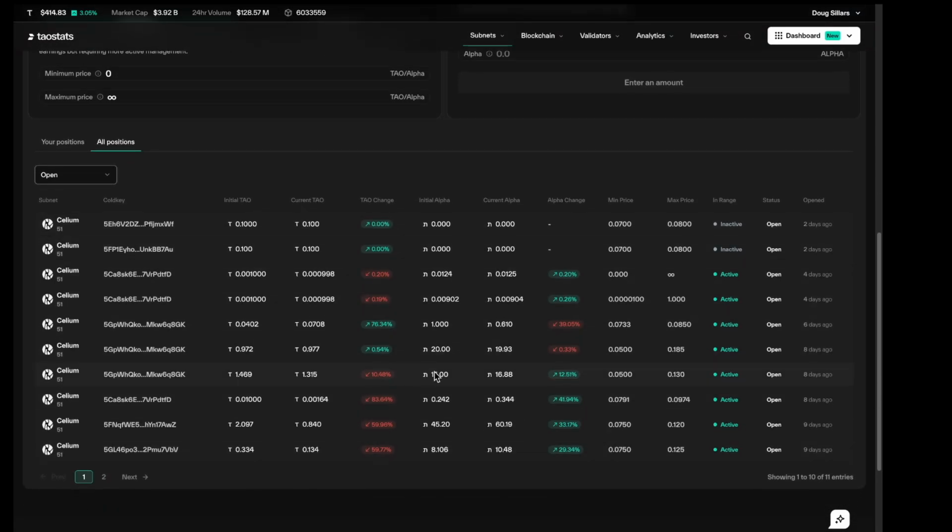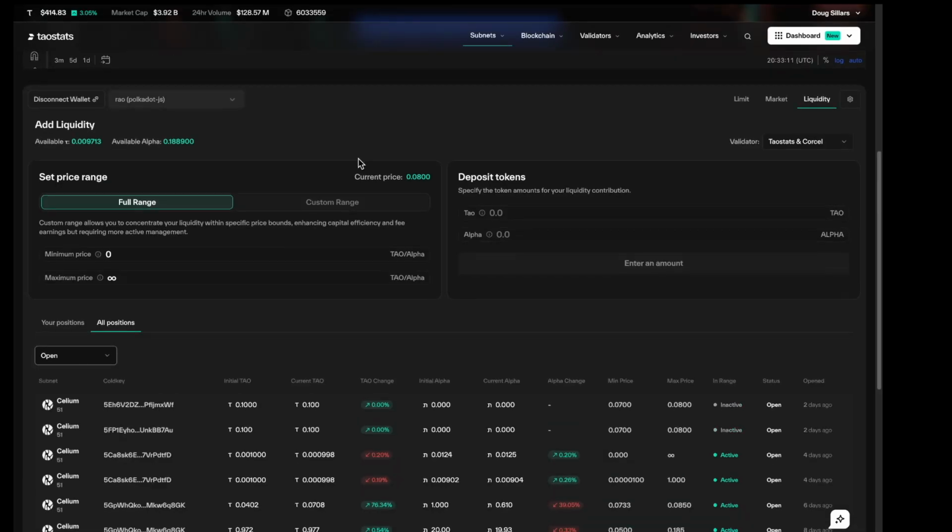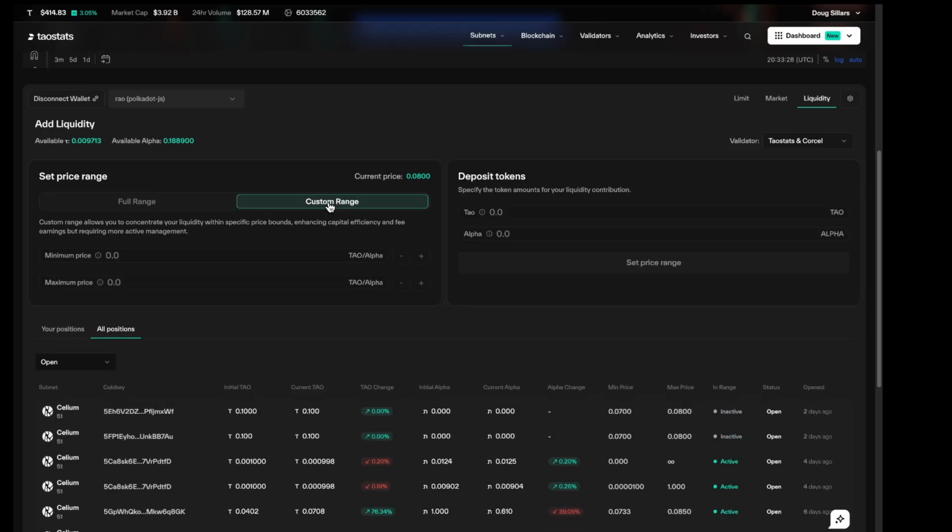These ones are all still in the range, so every single staking action will either earn them tau or earn them alpha. When you're setting a liquidity position, you can set it over the full range. And the full range of prices is from 0 to infinity. And subnet prices can really only go up to 1, and most of them aren't that high. So you probably don't want to do this. You probably want to set a custom range.